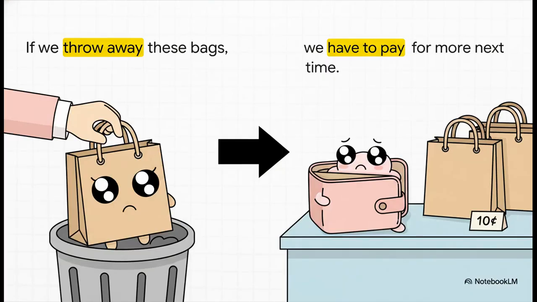Or how about this one? It's a classic rule. If we throw away these bags, we have to pay for more next time. And again, you see that pattern, right? Simple present, throw away, followed by simple present, have to pay. It's just a simple logical consequence.